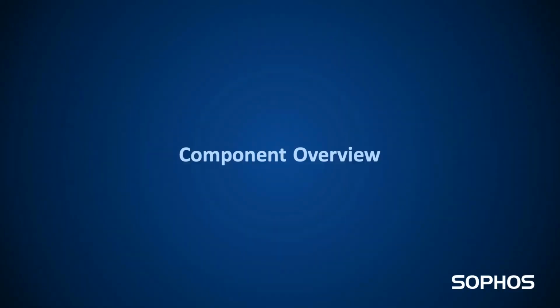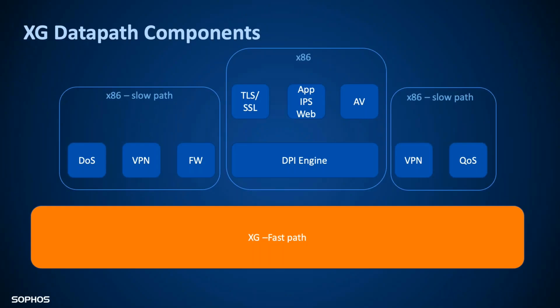Now, let's take a look at the different components involved here. So I'm talking about slow path, fast path, DPI engine. What do these components do? So this is the data path, and this is the core software that moves the packets through the XG firewall. So the data plane primarily runs on 3 domains: the XG fast path, the SFOS kernel, which is the slow path, and the SFOS user space, which is the DPI engine that houses all your TLS encryption, app control, IPS, web filtering, and also your AV scanning as well.